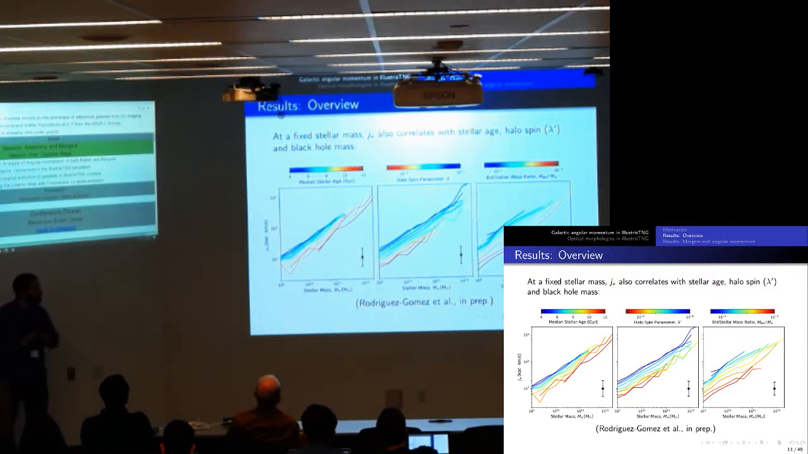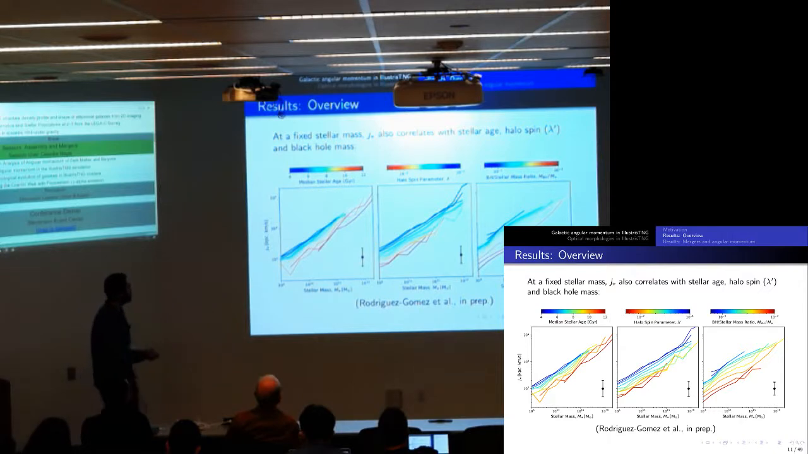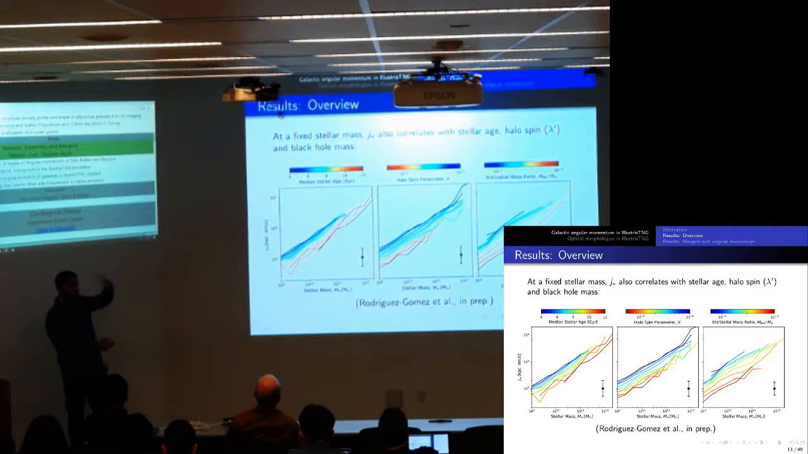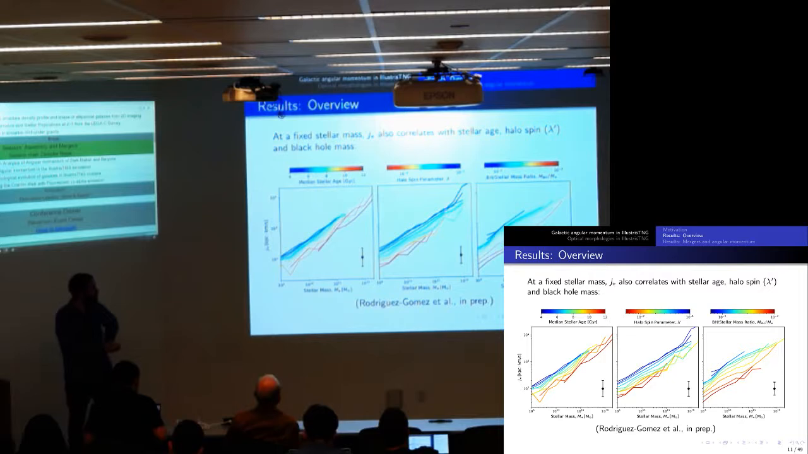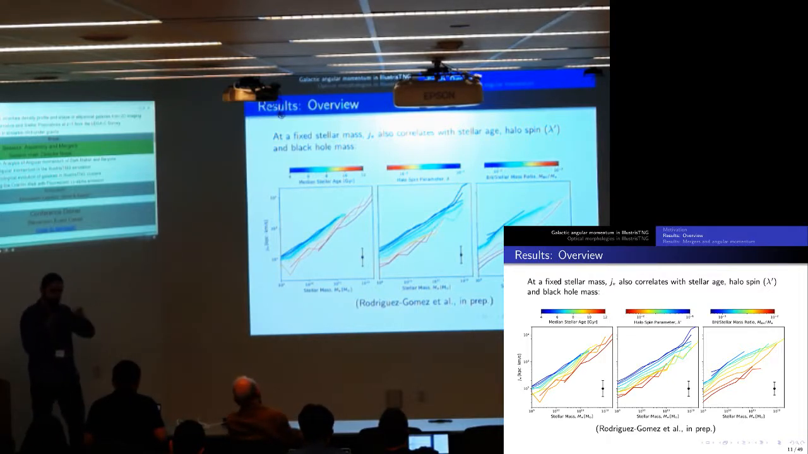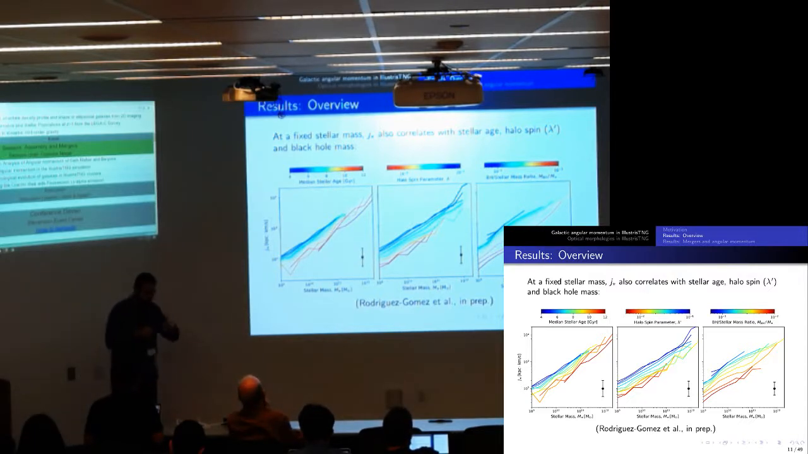Things start to get really interesting when you compare the stellar angular momentum to other galaxy properties. Here again we have the J star M star diagram, and I'm separating galaxies by different galaxy properties in each panel. On the left we have the stellar age of the galaxy, which of course shows that younger galaxies have higher angular momentum at a fixed mass. Then this is the spin of the host halo, and of course galaxies that live in faster spinning halos have more angular momentum. So this is intuitive, right?